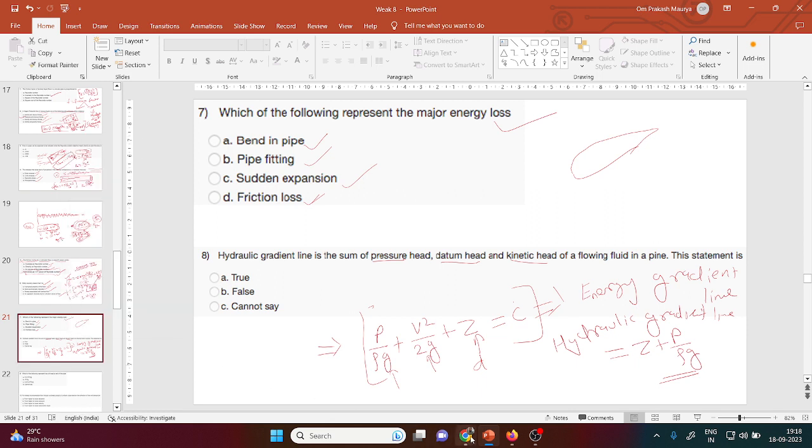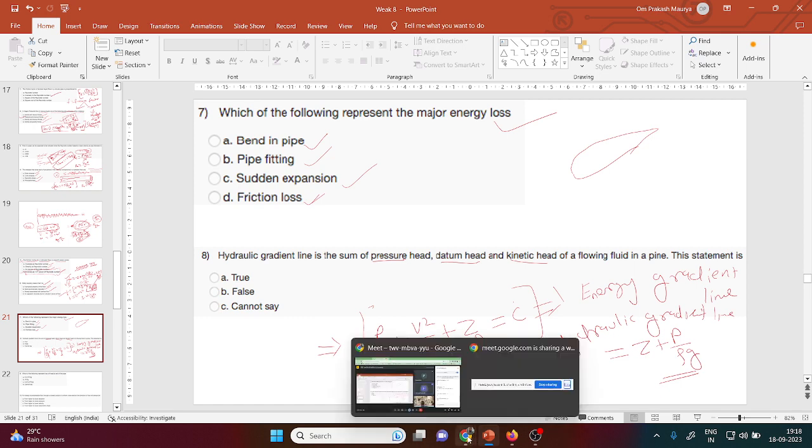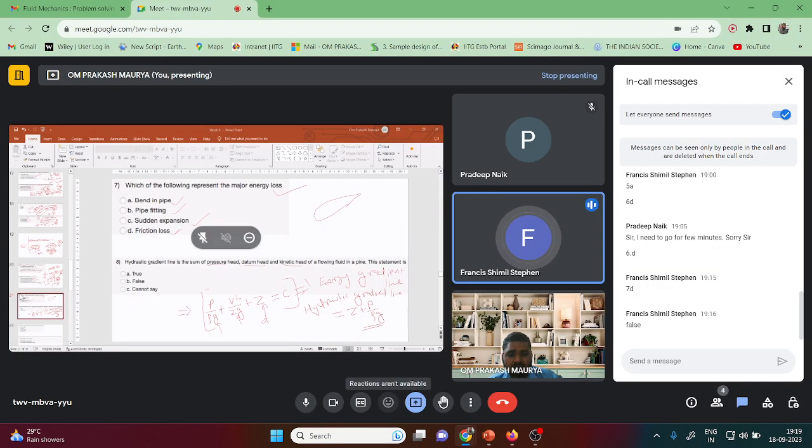So I have a question related to this. It was in an exam. If an energy gradient line and hydraulic gradient line are drawn for a flow through an inclined pipeline, they have given four values: static head, friction head, datum head, and velocity head. Starting from the arbitrary datum line, in which sequence will these four types of head be seen?